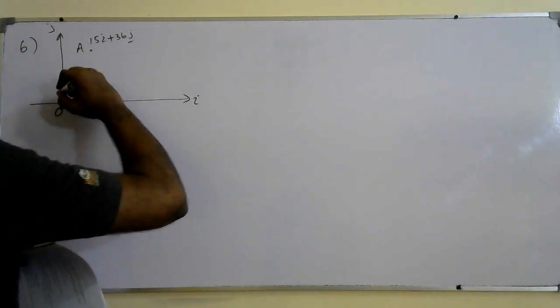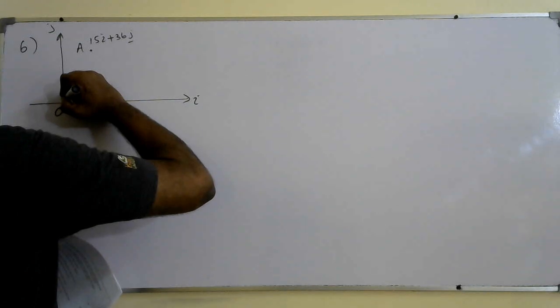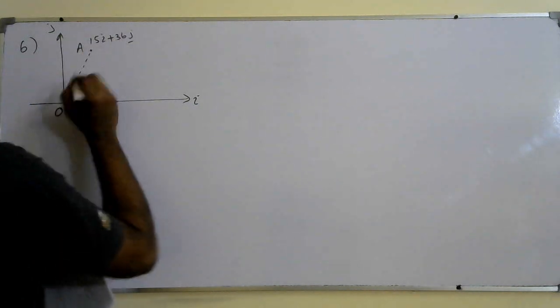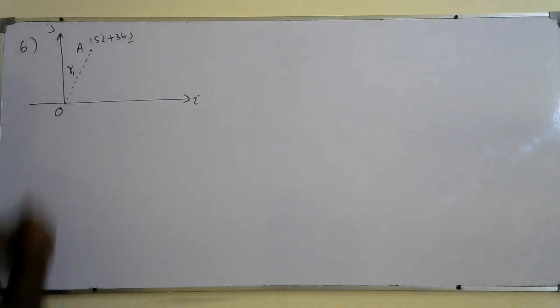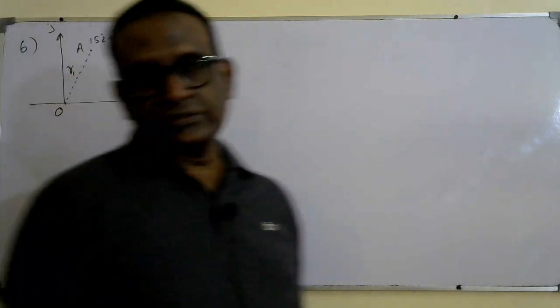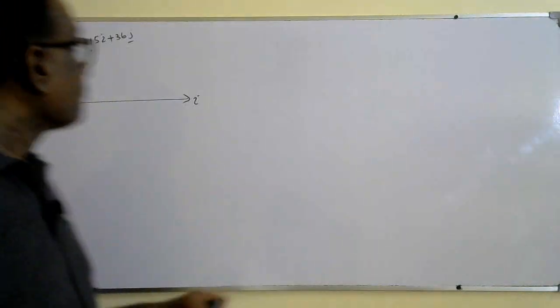So this is the vector OA. This is the position vector OA. If you want, you can name it R1. It's okay at 12 o'clock. That is at 12 o'clock, right?